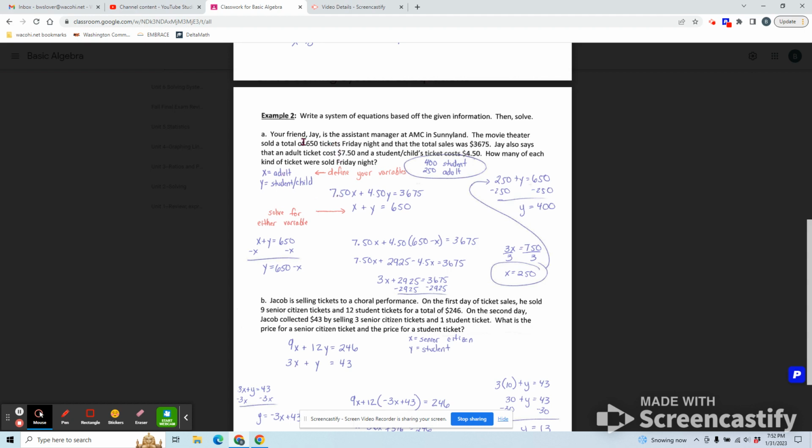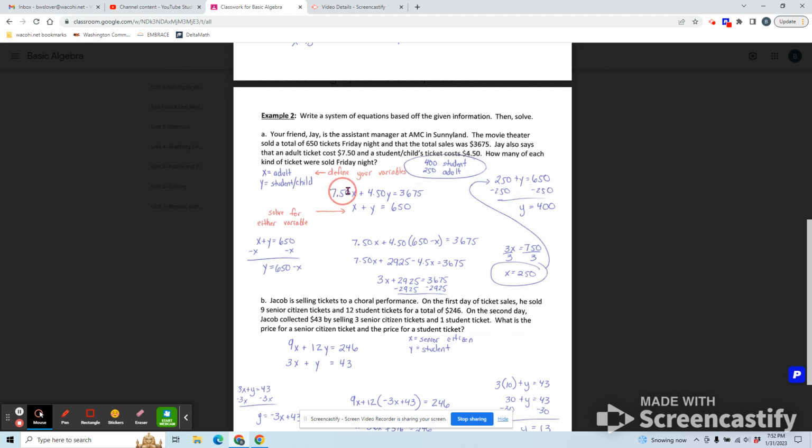Now I'm just going to go back and I reread it. Told me that the movie theater sold 650 tickets. The total sale was $3,675. And then I have money again with money. There's a good chance that all of your money is going to go into one equation. So $7.50 for an adult, and then $4.50 for a child or student. We add those together, and that equals $3,675.